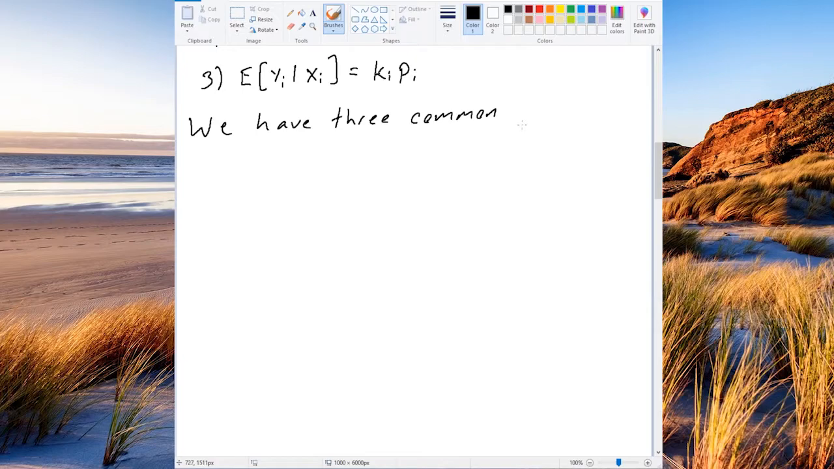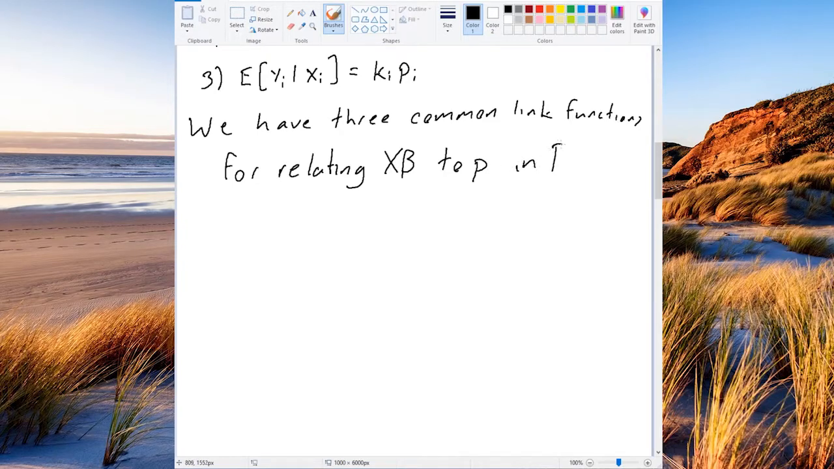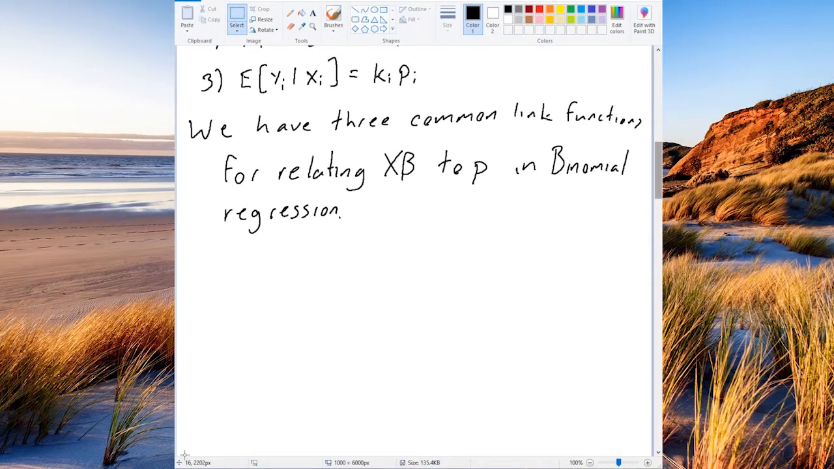And we have 3 common link functions for relating x beta to p in binomial regression. The first of these link functions is something that we call the logit link function or the logistic link function. So back over to brush.